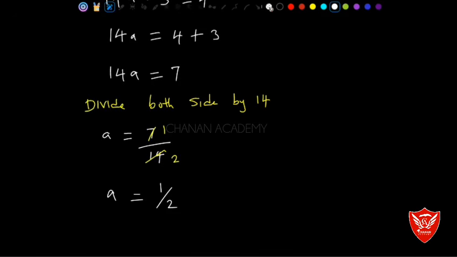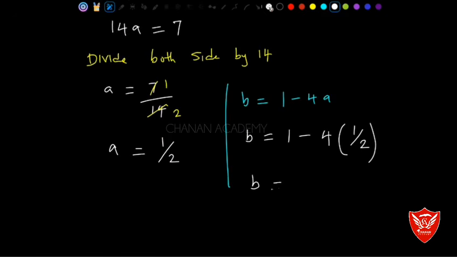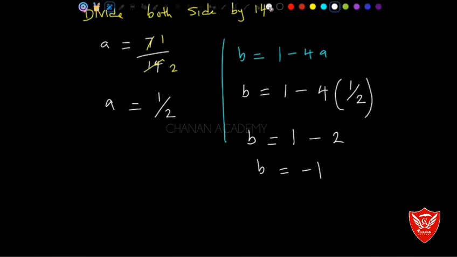Don't forget, when we made b the subject, we had that b is equal to 1 minus 4a. So now we are going to substitute a equal to 1 over 2. So b is equal to 1 minus 4 bracket 1 over 2. Therefore, b is equal to 1 minus, if you open the bracket, you're going to have 2. So therefore, b is equal to minus 1. So our a is equal to 1 over 2 and b is equal to minus 1.